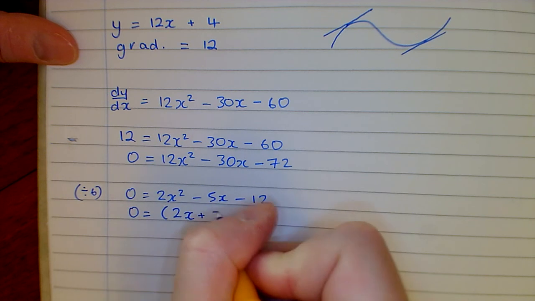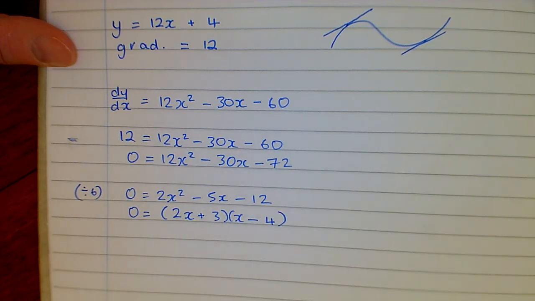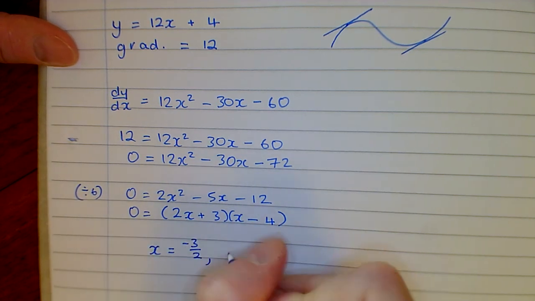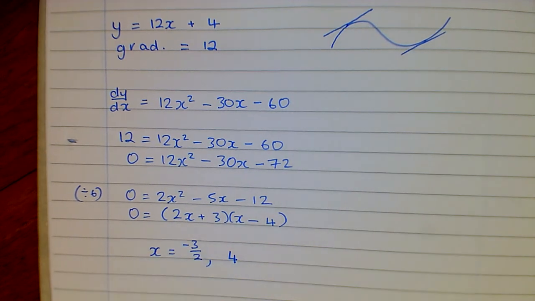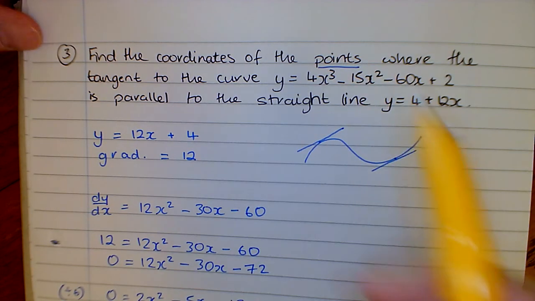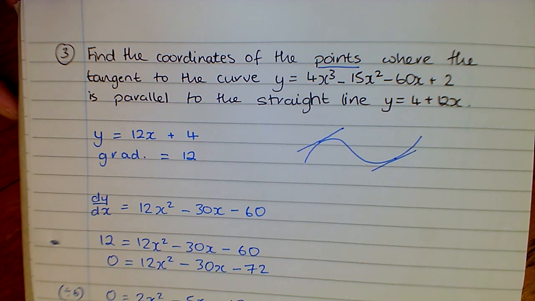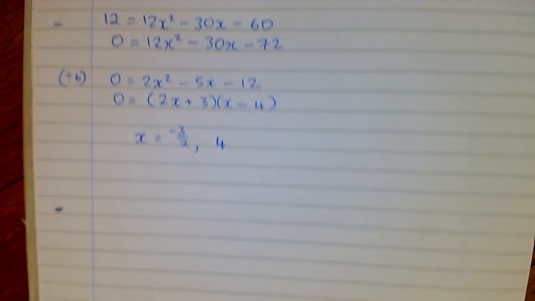Now it factorizes to give us 2x plus 3 times x minus 4, which gives us x values of minus 3 over 2 and 4. And you would expect two answers, because again, remember we said we were looking for 2 points. Okay, so these are our x coordinates, and now we need to put them in to find our y coordinates.